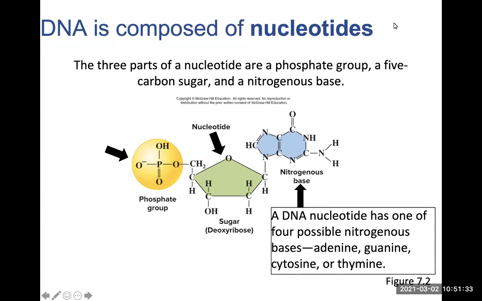DNA is composed of nucleotides, and the 3 parts of a nucleotide are a phosphate group, which makes the backbone, a pentose sugar, called a pentose sugar because it has 5 parts, 1, 2, 3, 4, 5, and a nitrogenous base. The base can be any of these 4. There are 4 possible bases. It can be adenine, guanine, cytosine, or thymine. So it can be A, G, C, or T. So the basic composition of DNA is a phosphate group, sugar, and a base, which can be any of these 4.